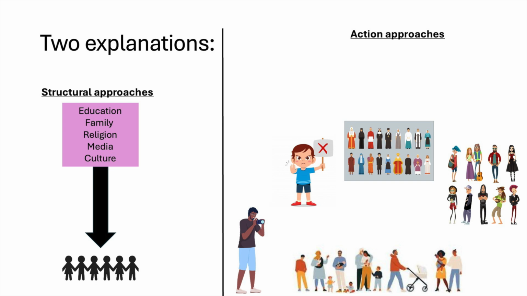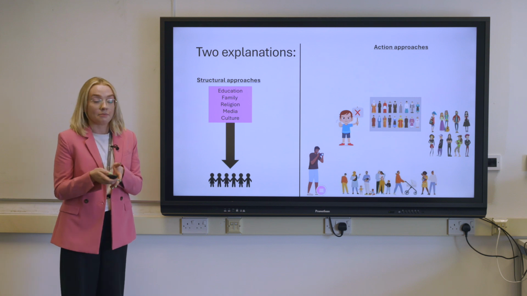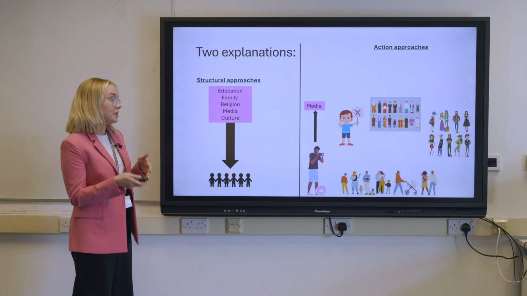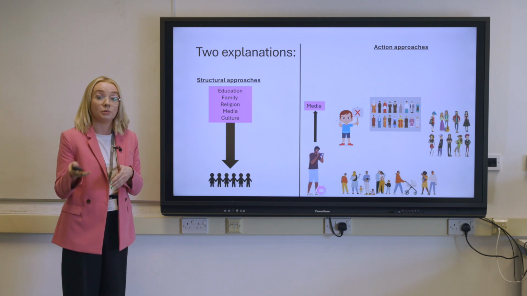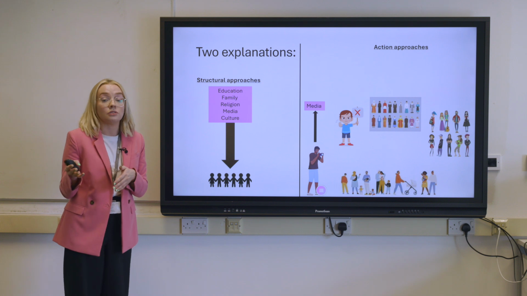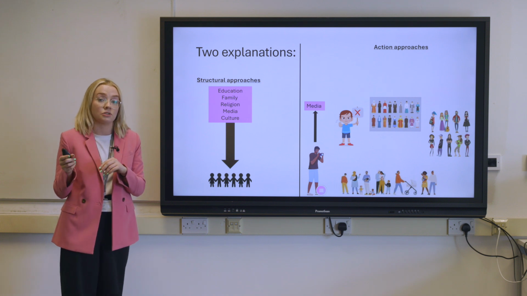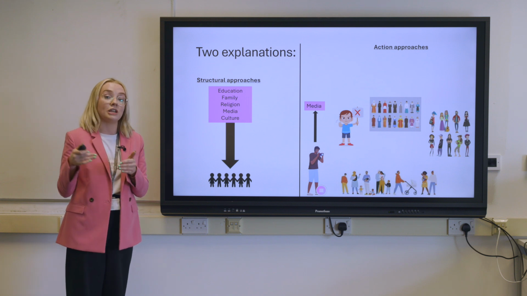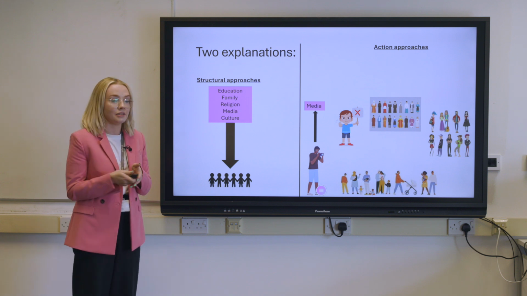The next one, action approaches, they actually say that the individual is more important in shaping their own behaviour. So it looks at the power that individuals have to exercise their free will. If we looked at the media, for example, the man here with the camera, he has the ability to shape the media because he can choose to upload something. So somebody who puts a news story or a picture on social media, we might refer to them as a citizen journalist because they are shaping the media themselves.